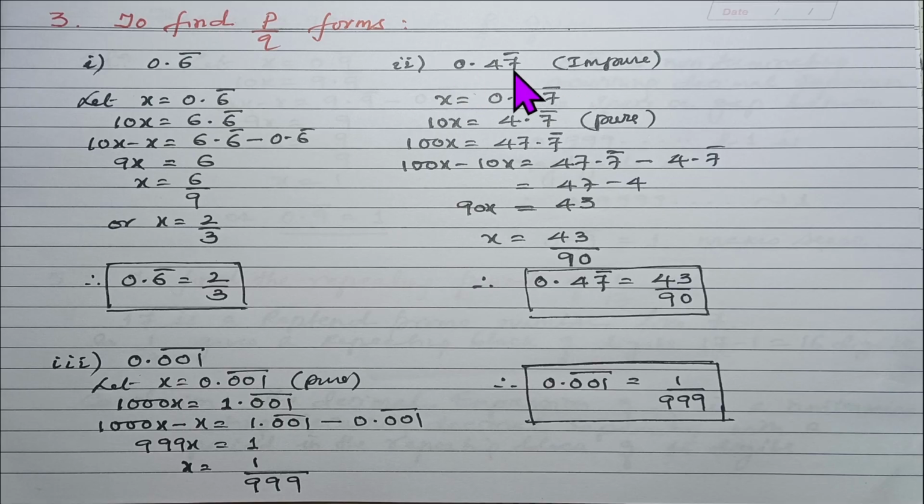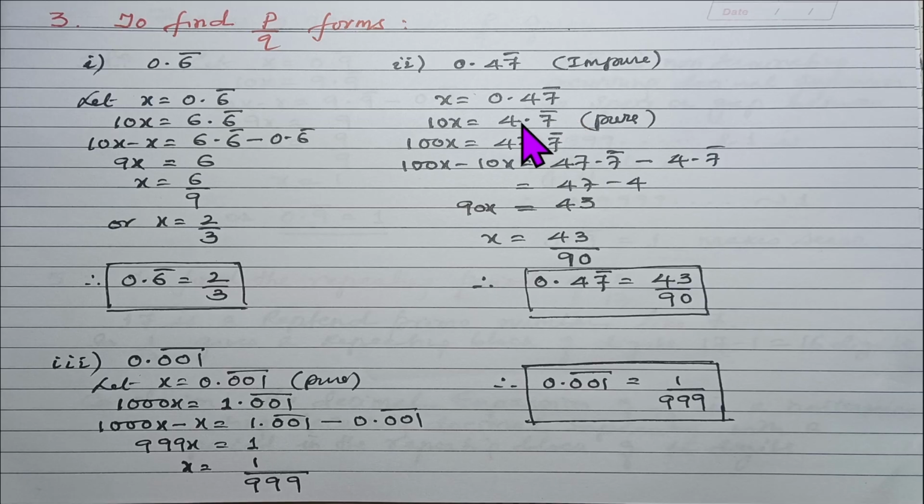Now to find 0.47 bar, it is an impure decimal expansion, and please remember that. Please go through the basics of this in the videos which are already available on the channel, by which we can understand why it is pure and impure. First of all, it is impure here, so you have to make it pure first. So let x be equal to 0.47 bar, 10x is equal to 4.7 bar, that means I have moved the 4 to the integer part, so it becomes 4.7 bar.